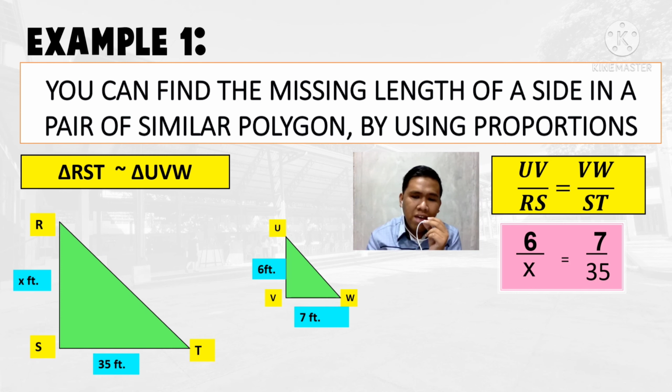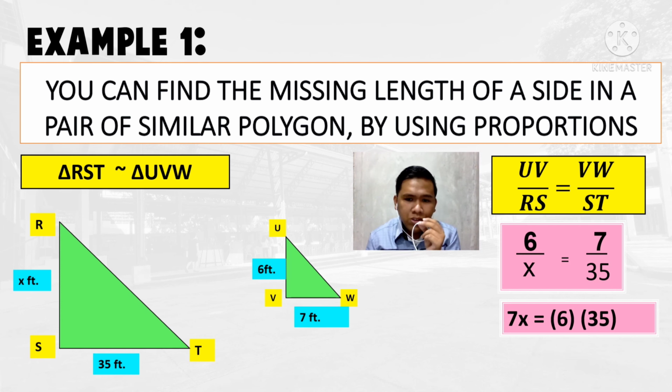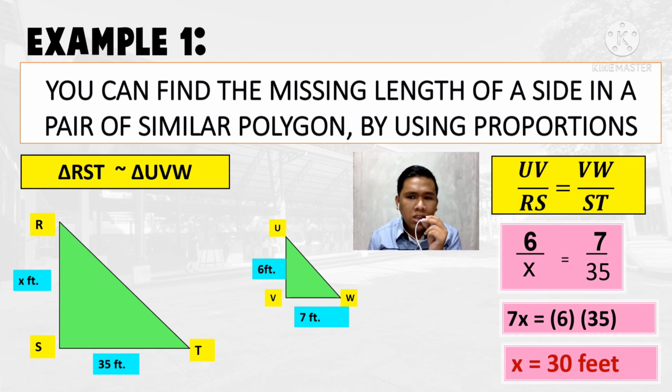So we have 7 times x, that is equal to 6 times 35, and that product will be divided by 7. So divide both sides by 7, that will be x is equal to 30 feet. Okay? That is how we deal with missing values of the sides or angles of a given using similar polygons. Next, let us have example number 2.